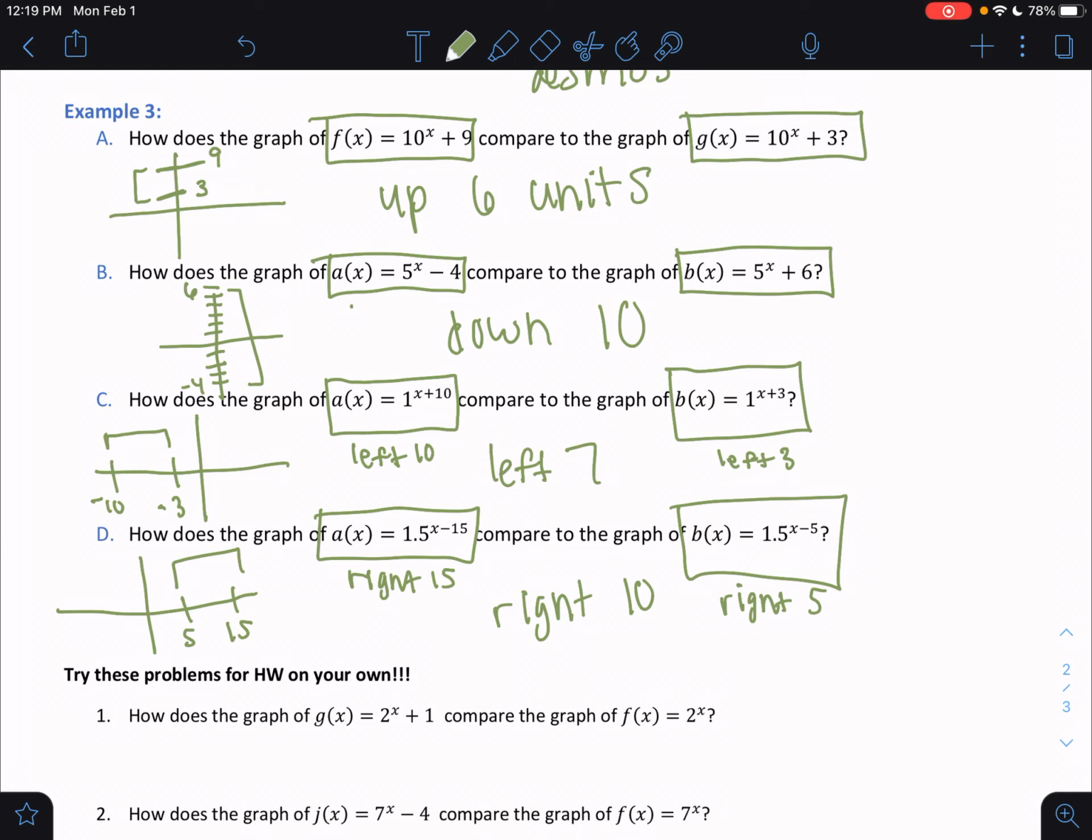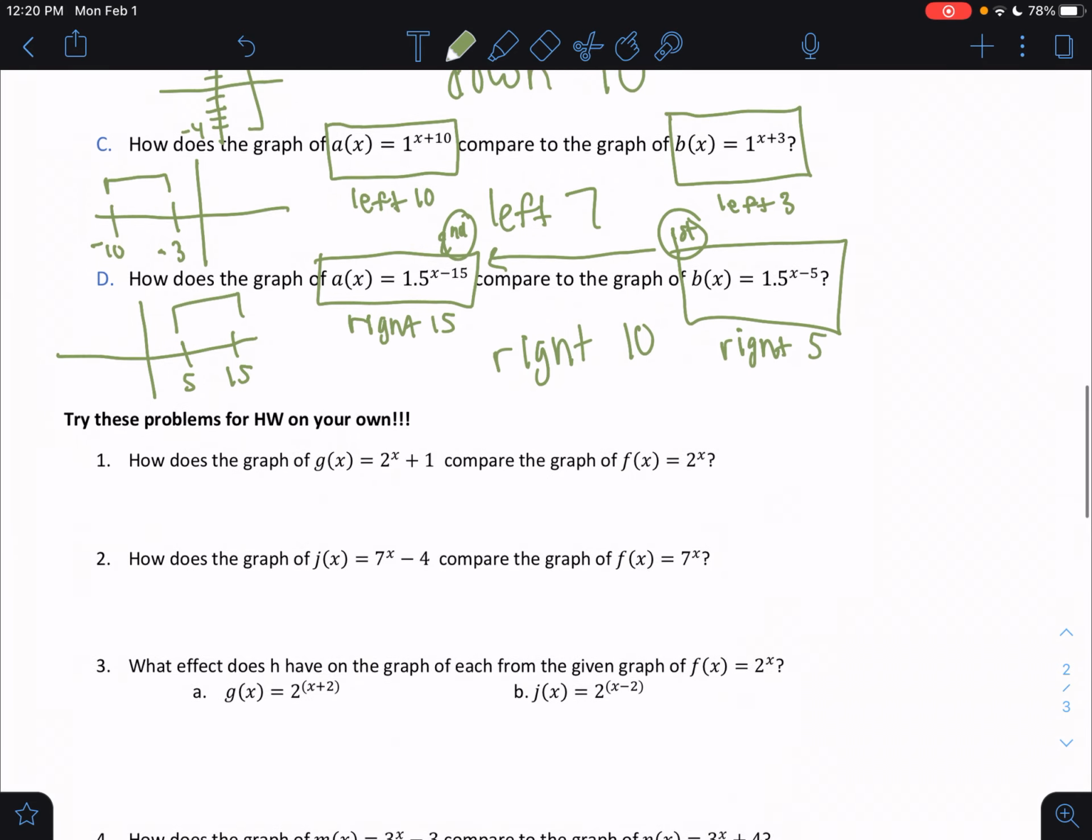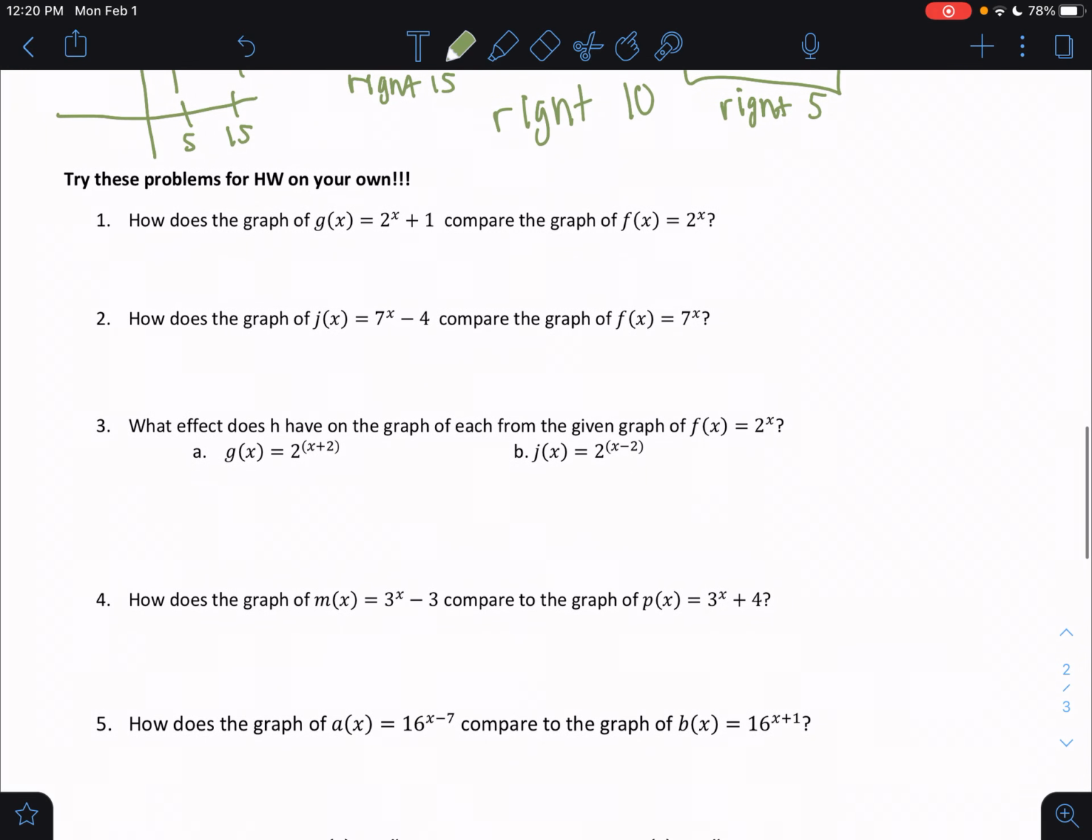So when you're doing these, when it says, how does blank compare to the graph of blank? This is your first one, and you're seeing from that one, how did we change to get to the next one? And this would be your second one, because you're comparing this one to the other function. So you have these for you to try on your own for homework. Just like we did above, tell me, did we go right, left, up, or down, and how many?